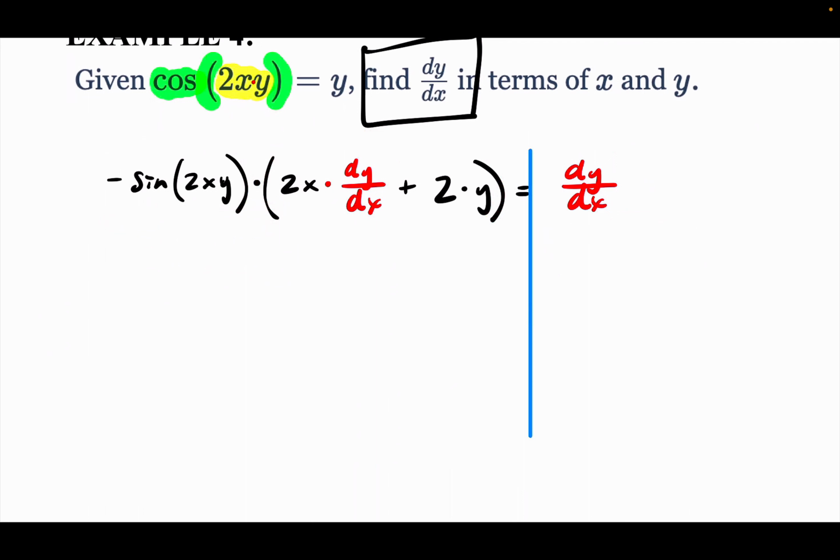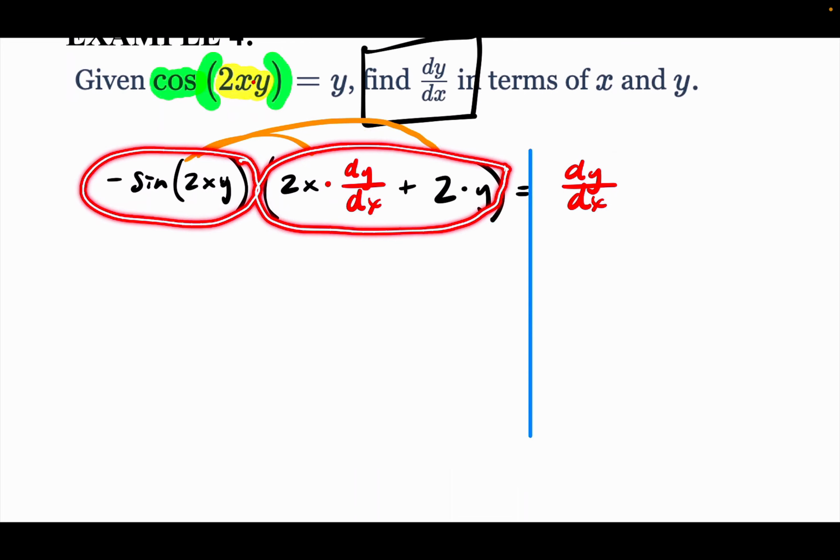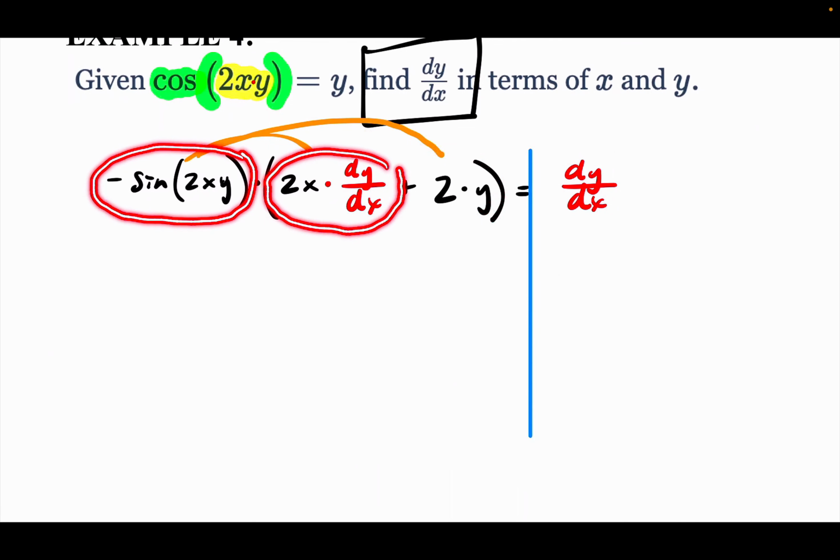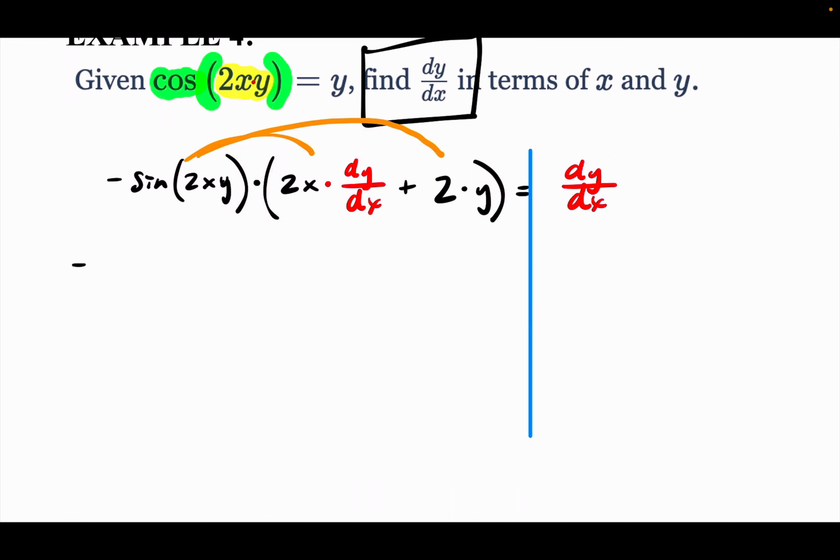So this is what I'm going to do here. Actually, I'm going to do the distributive property. Remember how I said there was multiplication? Remember how I said this was times this? Well, the left has 1 term. The right has 2 terms. So the first thing you're going to do is multiply this times this guy. So negative 2x times sine of 2xy, and then it gets the tag at the end.